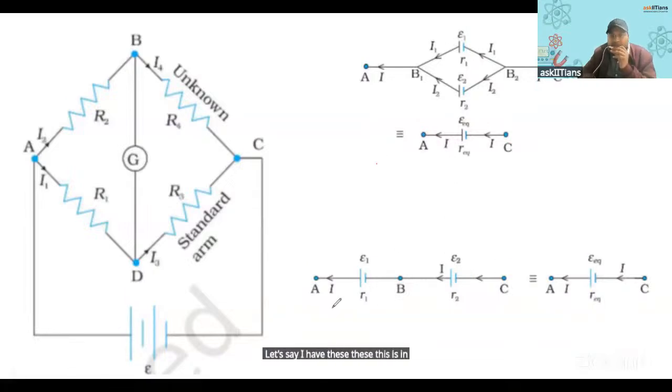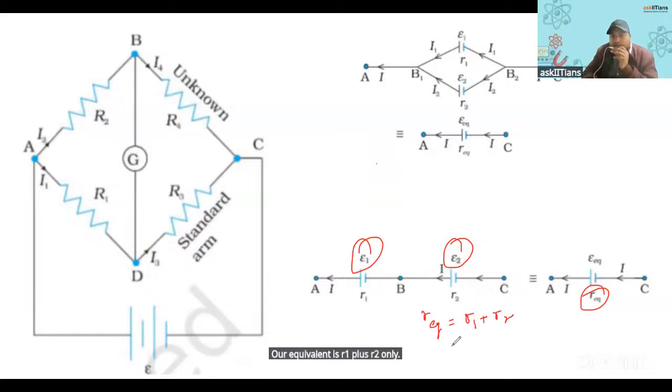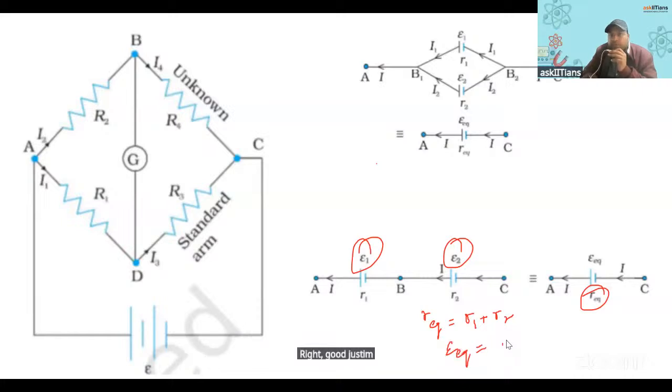This is in series. E1 and E2 are in series, and let's say the internal resistance is R1 here, R2 here. What is the R equivalent here? R equivalent is R1 plus R2 only. And in series, what is the E equivalent? You need to see the polarities. As they are arranged in the same way, positive terminal here, negative terminal here, I'll just add them. E equivalent would be E1 plus E2.